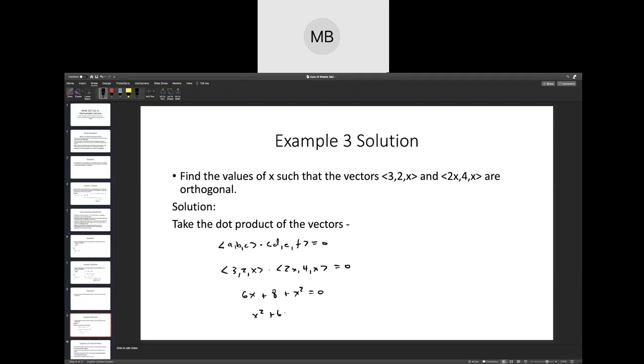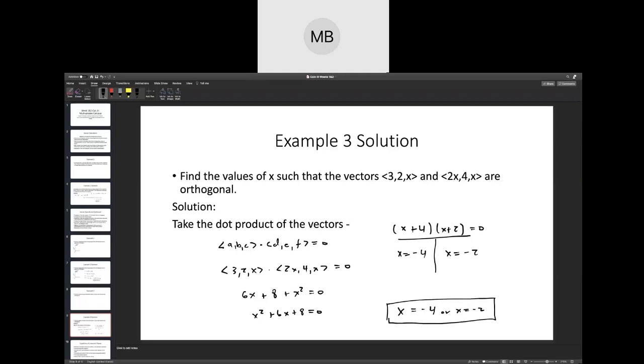So we have a trinomial, which we can factor: x plus 4, x plus 2. And we see that x equals negative 4 or x equals negative 2. So if x is one of those two, then these two vectors are orthogonal because the dot product is 0, which means they meet at a right angle.